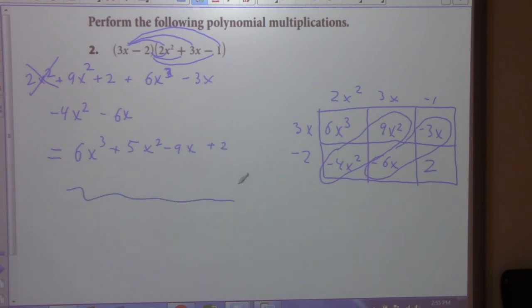Anybody get something different than that? Is that what you got? That's right. That's what I get. Did y'all distribute like I distributed? Or did y'all just plug them all in? We did it all in the box, because we are super smart, you know.